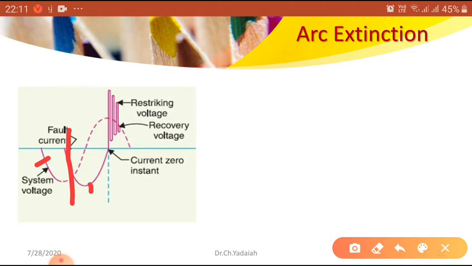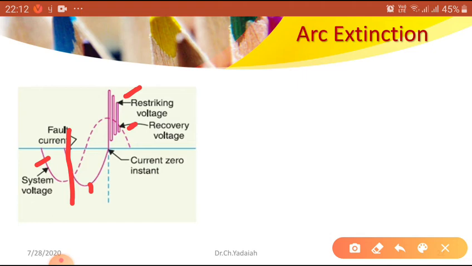once it is the current zero instant, the voltage gets spikes; that is the transient period. In this case, once the contacts are opened, during the voltage transient period, the voltage becomes the restriking voltage. These restriking voltage values are very, very high. After a few cycles, the voltage comes to normal; that is known as the recovery voltage. So you should know these terms.